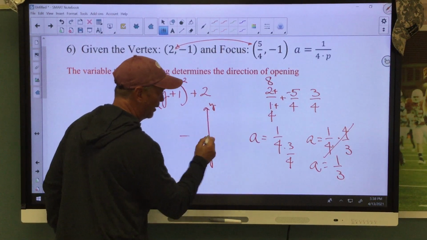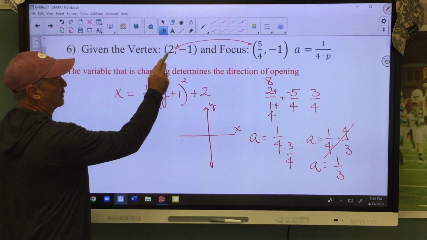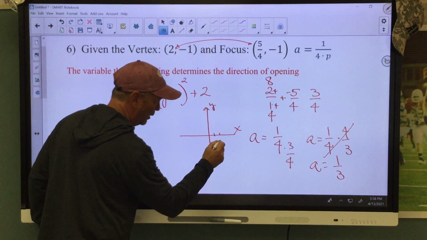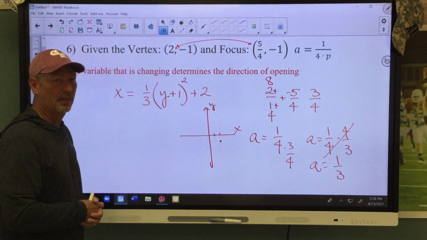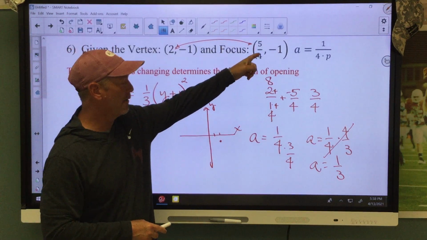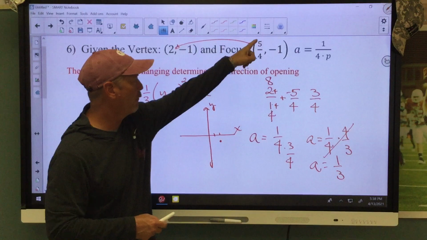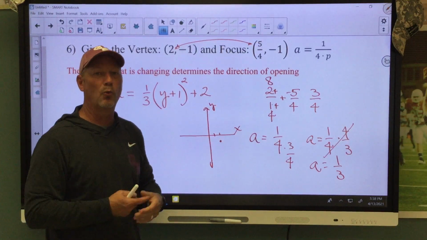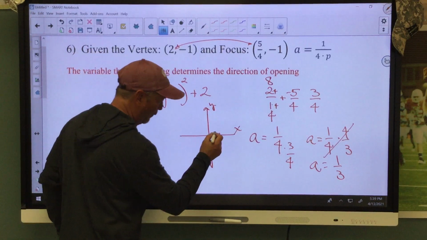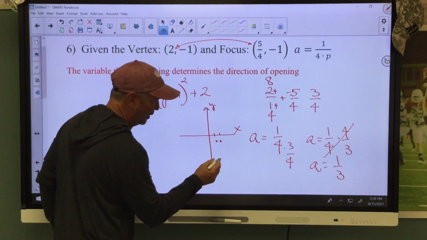There's my y. There's my x. All right, so my vertex, look where my vertex is at. 2, -1. 1, 2, -1. Okay? That's my vertex. I'm going to go over here and I'm going to find my focus. I'm going to find this point. And it is at 5 over 4, which is equivalent to 1 1/4 or 1.25. So we're going to go to 1 1/4 or 1.25. And that's going to be to the left of it.